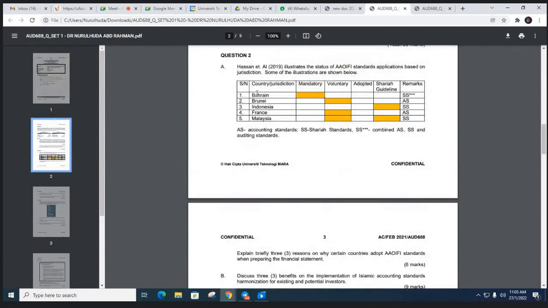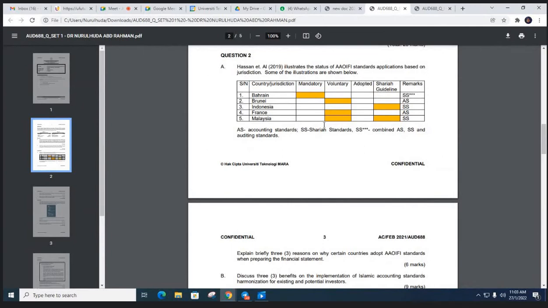So this table show that sebenarnya list ni ada panjang tapi saya ambil 5 saja. It shows for each country, for Bahrain for example, the government said that it is mandatory for Islamic financial institution in Bahrain to apply IOFI standard. Okay. For Brunei, it is voluntary. And then for Indonesia, they only apply or use Sharia guideline. For France, voluntary. For Malaysia, voluntary. Meaning it is not mandatory.